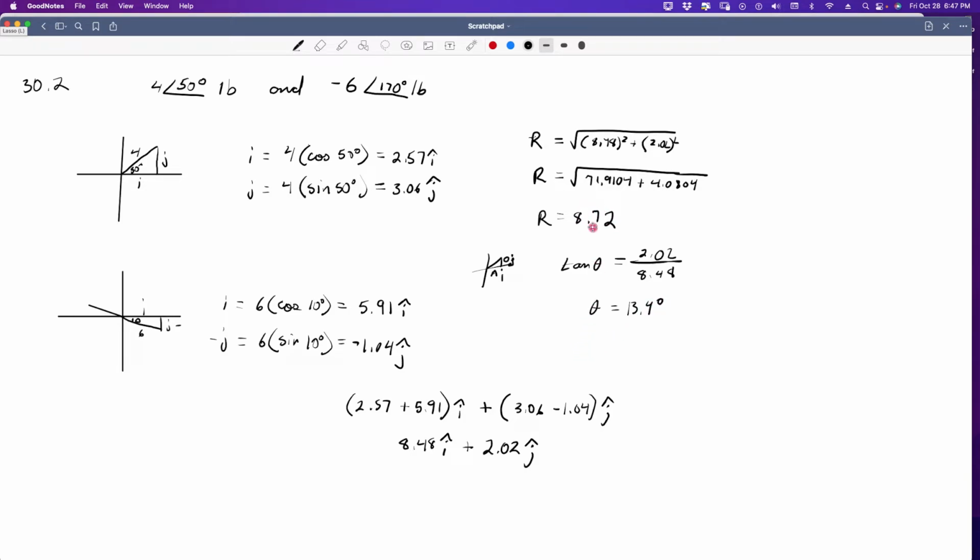Okay, so we have our resultant magnitude and our degree of measure. So we put that together and we get 8.72 at 13.4 degrees.